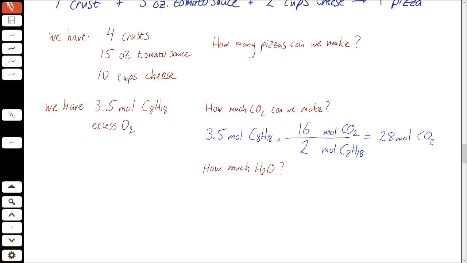So what we can do is use the same idea, the same technique.